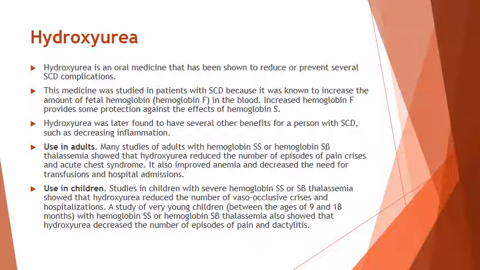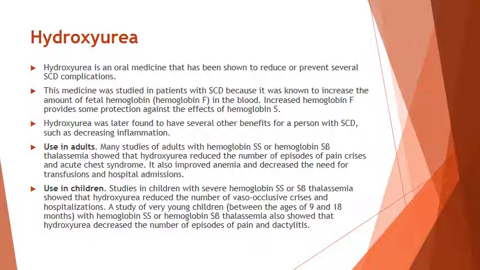Hydroxyurea is an oral medication that's been shown to reduce or prevent several sickle cell disease complications. So we need to talk about this for a minute. This medicine was studied in patients with sickle cell disease because it was known to increase the amount of fetal hemoglobin, which we haven't mentioned yet. Hemoglobin F is fetal hemoglobin, and hydroxyurea will increase the amount of hemoglobin F in the blood. Increased hemoglobin F will provide some protection against the effects of hemoglobin S. Hydroxyurea was later found to have several other benefits for a person with sickle cell disease, such as decreasing inflammation.